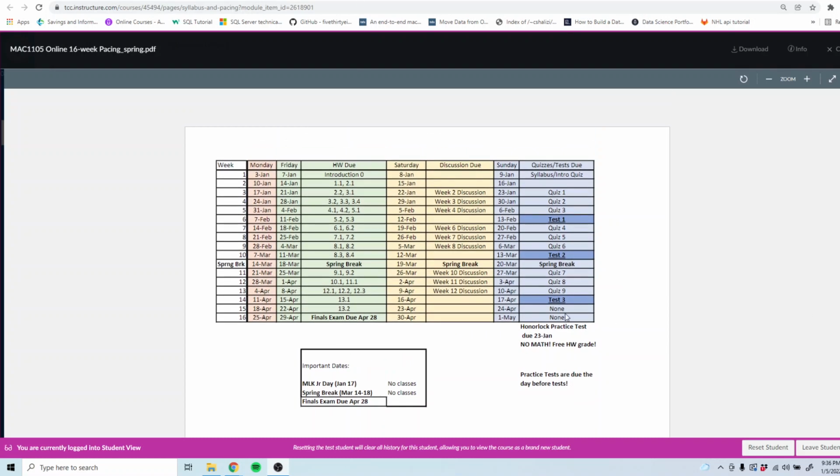I guess the other thing here is that I have the practice test due the day before the test. And then the HonorLock practice test, which is just the one-off sort of assignment to help you get ready for the real test, is due January 23rd. So that is week 3. I'll send an announcement later about that. But the important thing is I don't want you to think it's math-based. It's a free homework grade. You just need to go through it so you know how to get on HonorLock correctly.